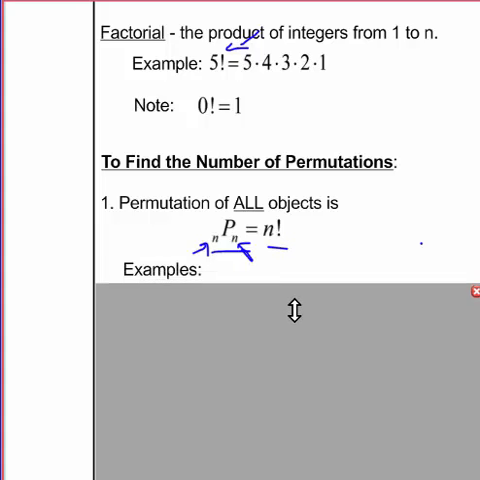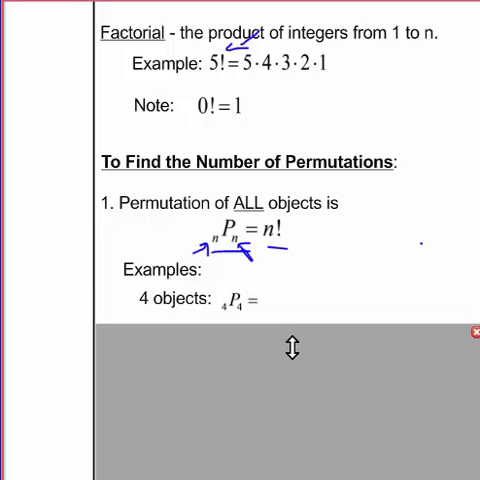So here we have an example. We have 4 objects, and we are wanting to rearrange all 4 objects. Then that would be 4 factorial, and 4 factorial is equal to 4 times 3 times 2 times 1. So to calculate, you would multiply. So 4 times 3 is 12, 12 times 2 is 24.